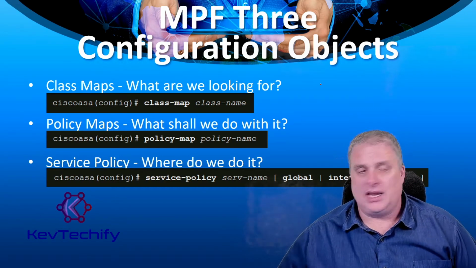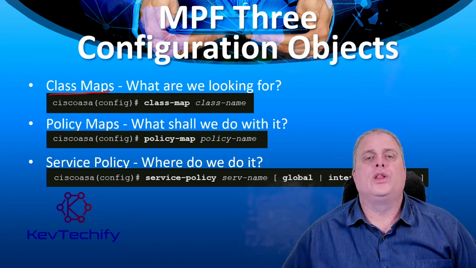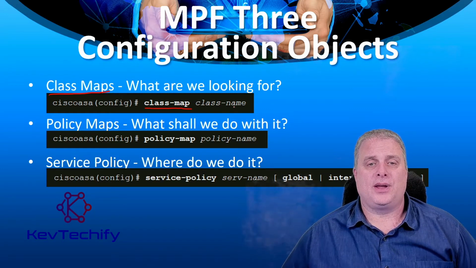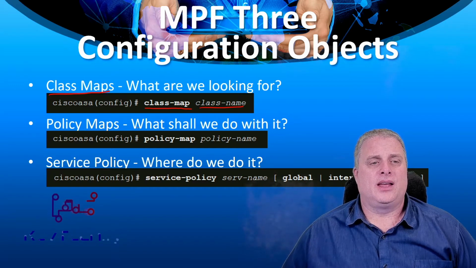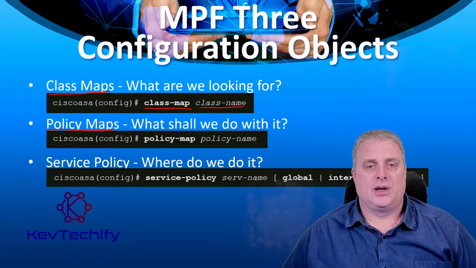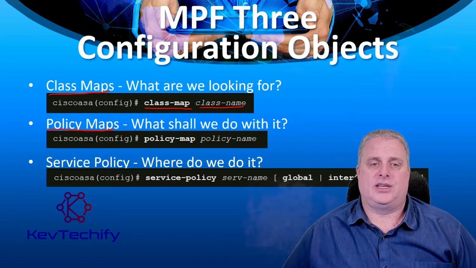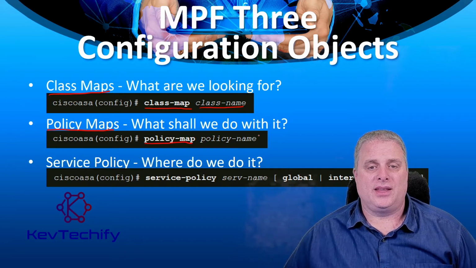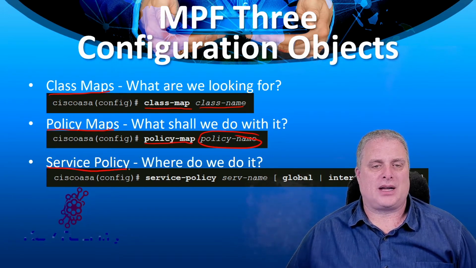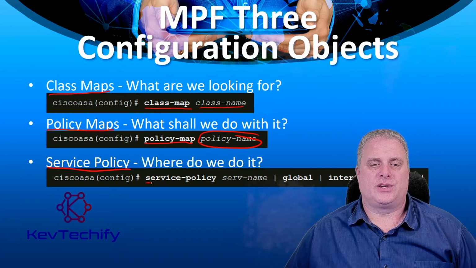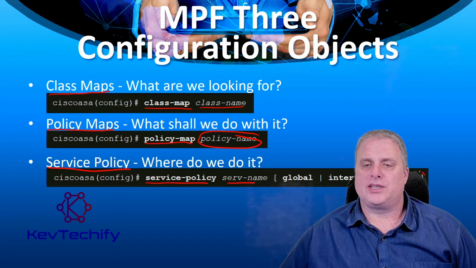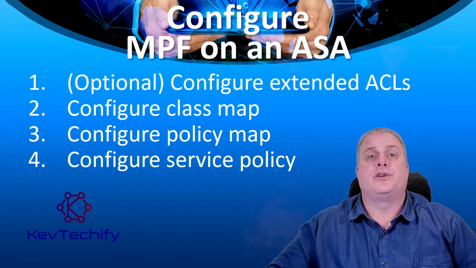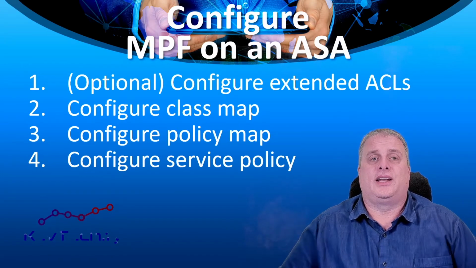The first one here is class maps. What are we looking for? How we set that up is from global configuration mode, it's class-map, and then we specify what we want the name to be. Then the second one here is policy maps. What shall we do with it? And the command syntax, pretty simple, follows the first one along. It's policy-map and then the name of it. And then the third one is service policy. Where do we do it? So we have the service policy, the name, and then we specify, is it global or is it on a specific interface?